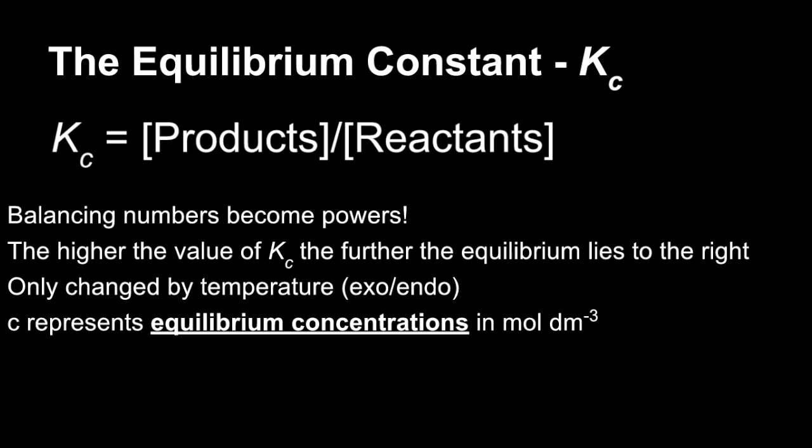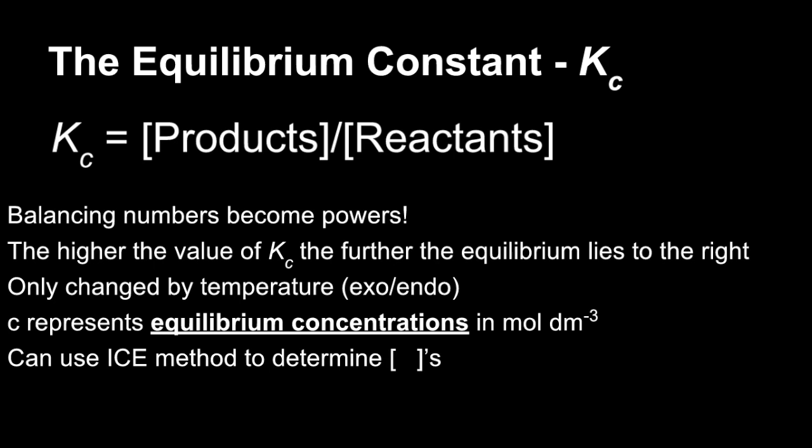That little c there represents the equilibrium concentrations, and they're obviously measured in moles per decimetre cubed. And to find these equilibrium concentrations, the method I use, which if you've watched the videos you'll know about, is called the ICE method. So initial, change, equilibrium. And Kc can have different units, it can even have no units, and if you work out that it has no units, you need to say it has no units.